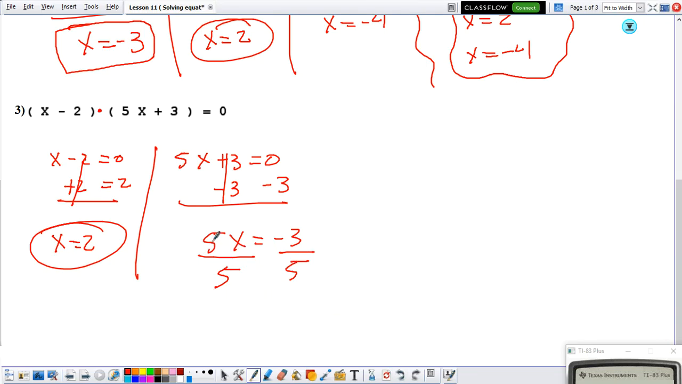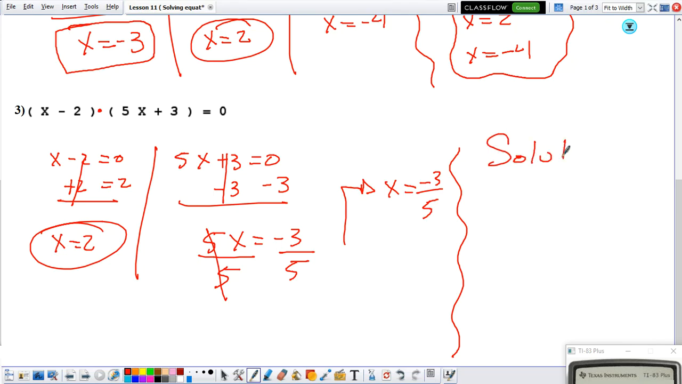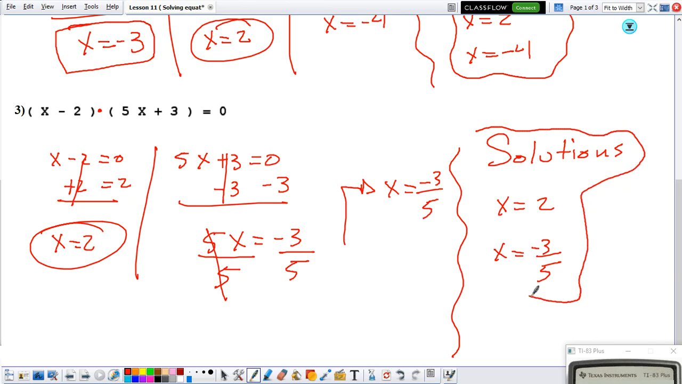So once you divide by 5, you're going to see that x is equal to negative 3 over 5, which means that we have two solutions. We have the solution when x equals 2, and we have the solution negative 3 over 5. Can you have fractions as your answers? Yes. We're not going to check this. You can double check it yourself, but it should be okay. You plug it in, and you will get 0.